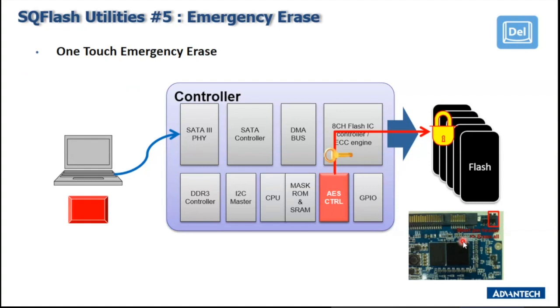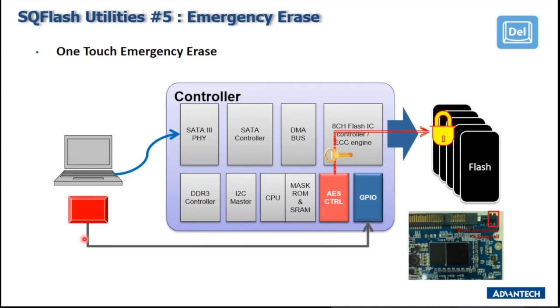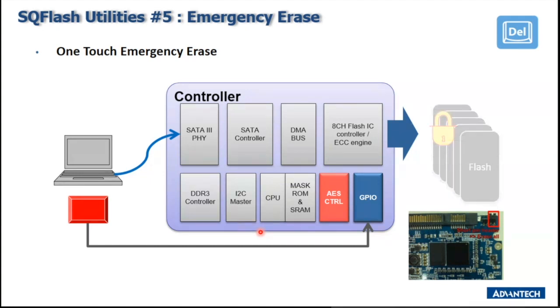The fifth utility, emergency erase. This is very commonly used in the military sector. User can pull out a wire from the GPIO, and then you can short the GPIO pin header using the wire or button that you created. Once you short the GPIO, all the data in the SSD shall be erased quickly and securely during any emergency situations. Okay, all the data will be gone once you press it.